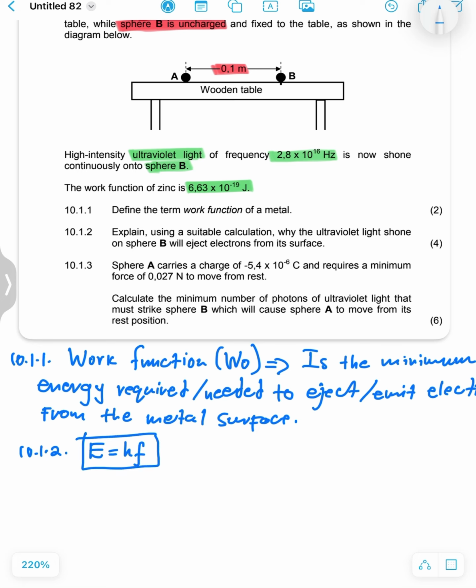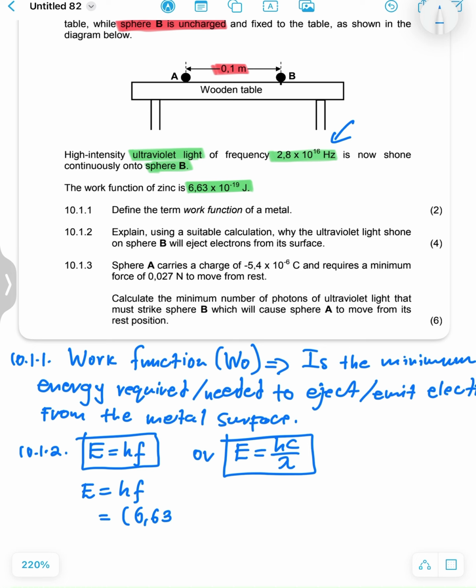or E equals hc over wavelength. So in this question, we already have the frequency. So if we have the frequency, we're going to use the first equation, which is energy is hf. So h is the Planck's constant, which is given as 6.63 times 10 to the power of negative 34. This is a constant. And f, we have f in our question.